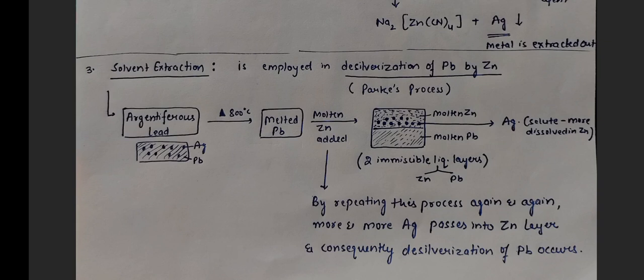Then Ag, being more soluble in zinc, dissolves in it. So molten zinc is added. By repeating this process again and again, more and more Ag passes into the zinc layer and consequently desilverization of Pb occurs. So that's all for the general principles of metallurgy. That's it. Thank you.